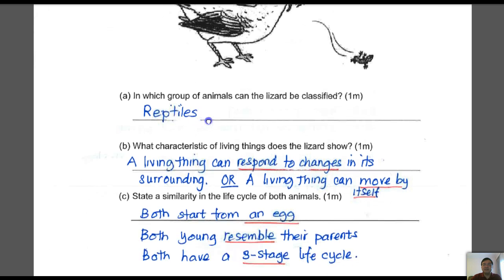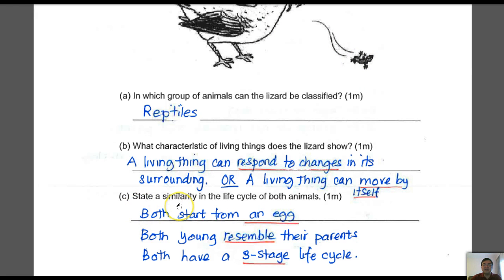Now next, living things over here. What characteristics of living things does the lizard show? If shown this, it responds to changes in its surrounding, or a living thing can move by itself. Either answer works, but the better answer would be respond to changes, right? Because the lizard was actually responding to the threat by the bird, and it dropped its tail and moved off.